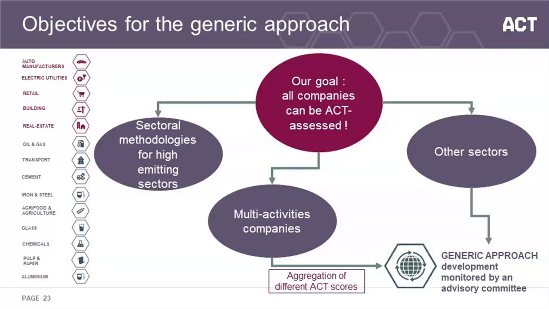And this generic approach will also be used for another tricky point, which is multi-activities companies, the conglomerates. What if my company works in electric utilities, transport and telecommunication, for example? You can be assessed on the sector of electric utilities. You can be assessed for transport. You can be assessed for telecommunication using the generic approach, but you still have three ACT scores. So how do you aggregate these scores to have just one score for your company? The generic approach will give the answer to this question and will give a method to aggregate the different ACT scores for multi-activities companies.